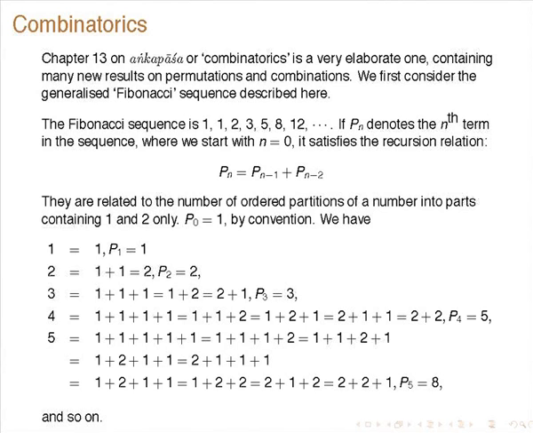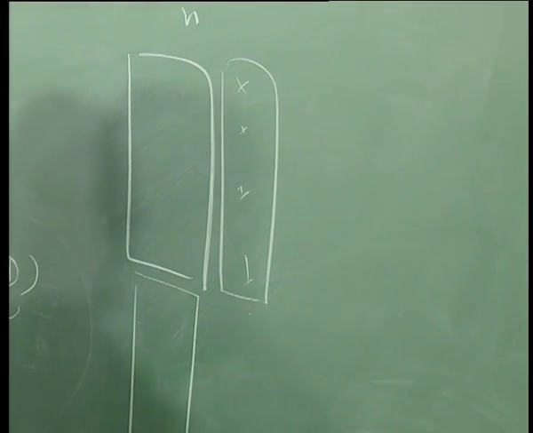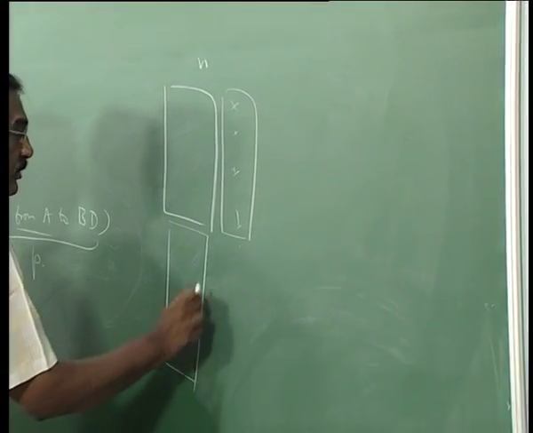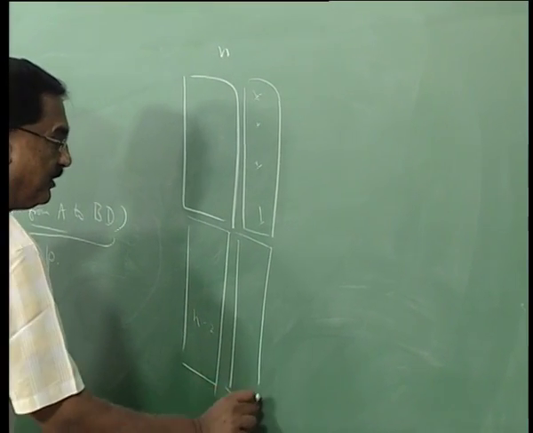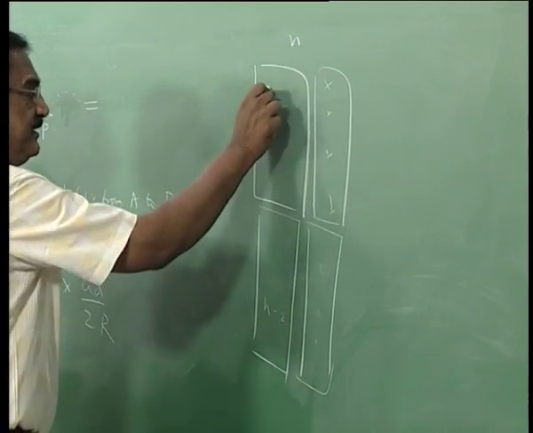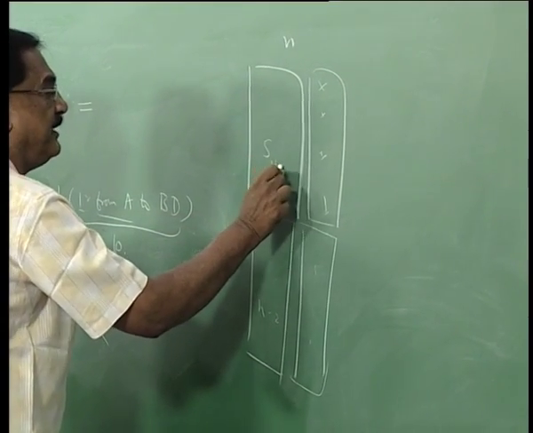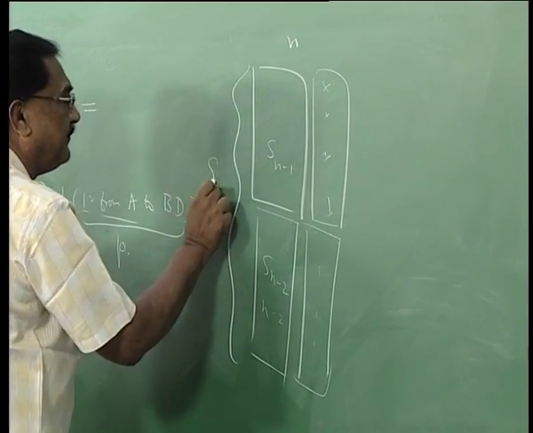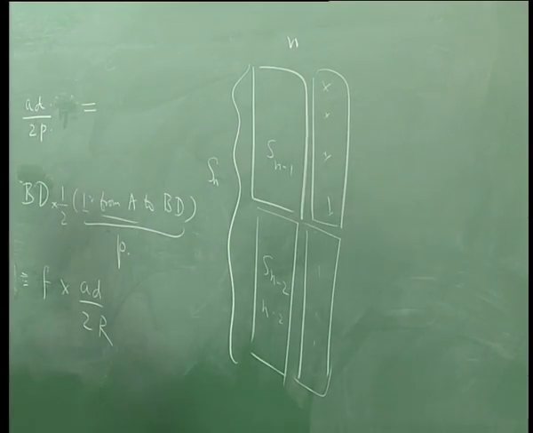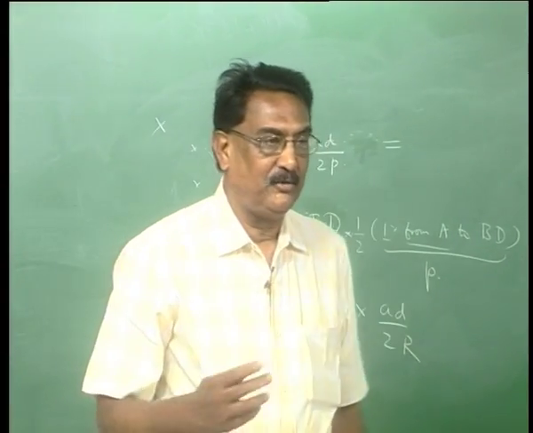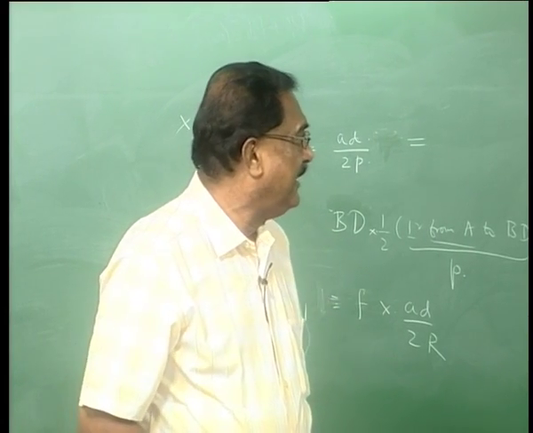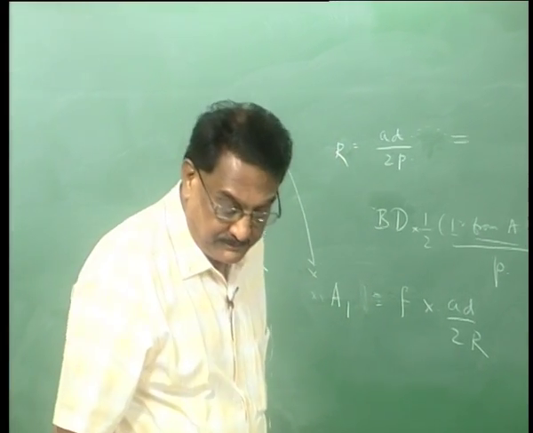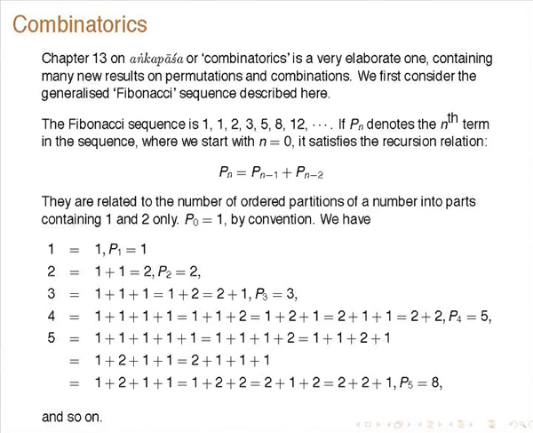And similarly, if you have n minus 2, you add a Guru to each of them at the end. So if this number is S(n minus 1), and this number is S(n minus 2), the total will be S(n), the total number of the arrangements such that the total becomes n. So that totally is the same. That is the logic here.